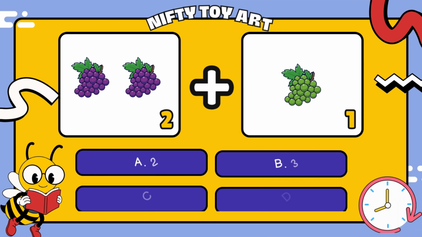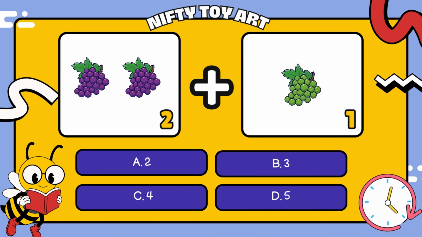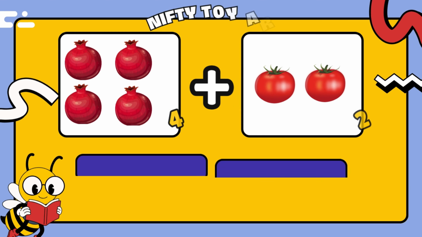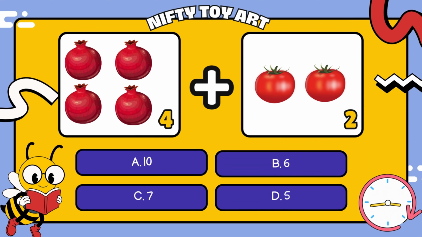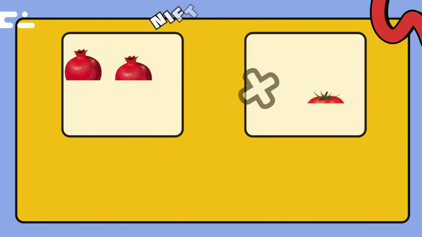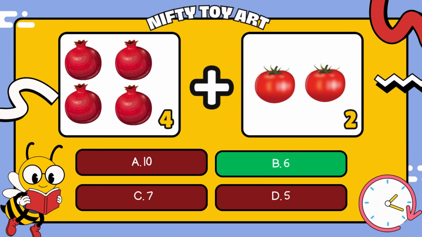I have 2 purple grape plus 1 green grape. How many fruits do I have? That's right, 3 fruits. I have 4 beets plus 2 tomato. How many fruits do I have? That's right, 6 fruits.